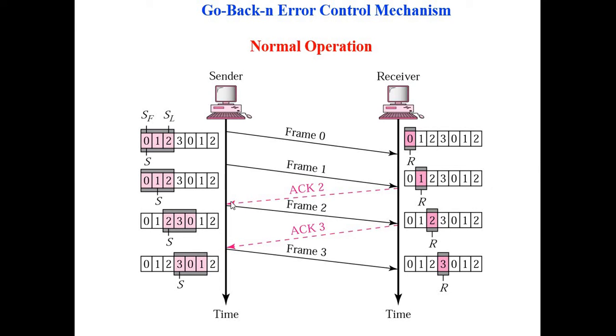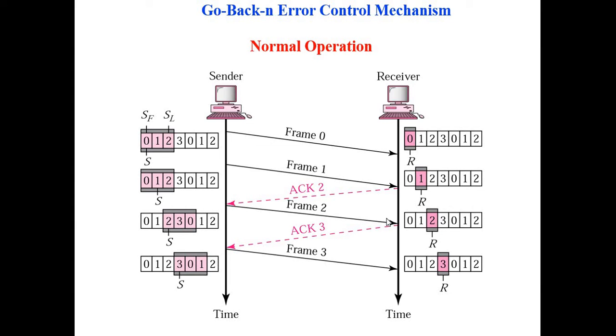Now after receiving an acknowledgement, the sender side sliding window slides towards the right side. Till frame 1 we have received the acknowledgement, so the window slides to S equal to 2. Now SF is 2, SL is 0, and the control variable S, which points to the currently transmitted frame, is 2.